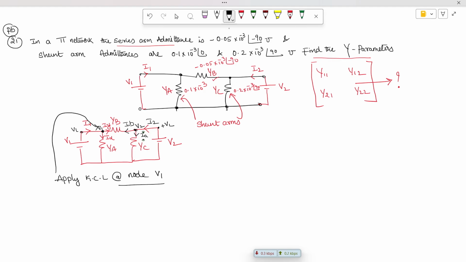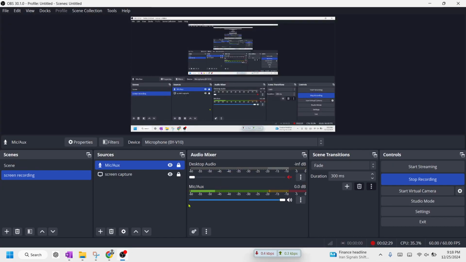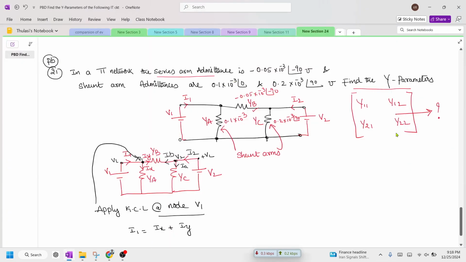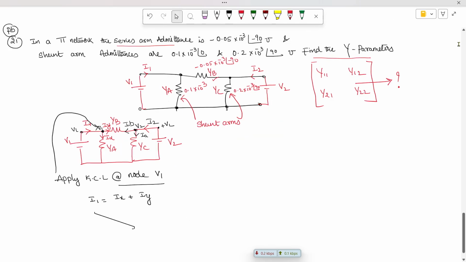What are the entering currents? I1 is the entering current. The leaving currents are Ix and Iy. So we can write I1 is equal to Ix plus Iy.